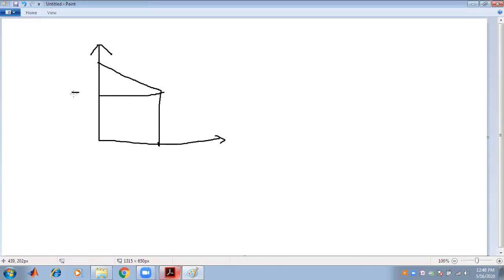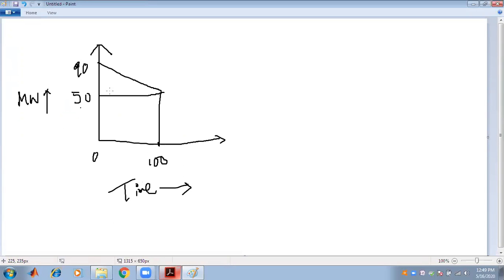This is 50. This is 90. This is 0. This is 100. Here this is the time axis, and here it is the generation of the power.